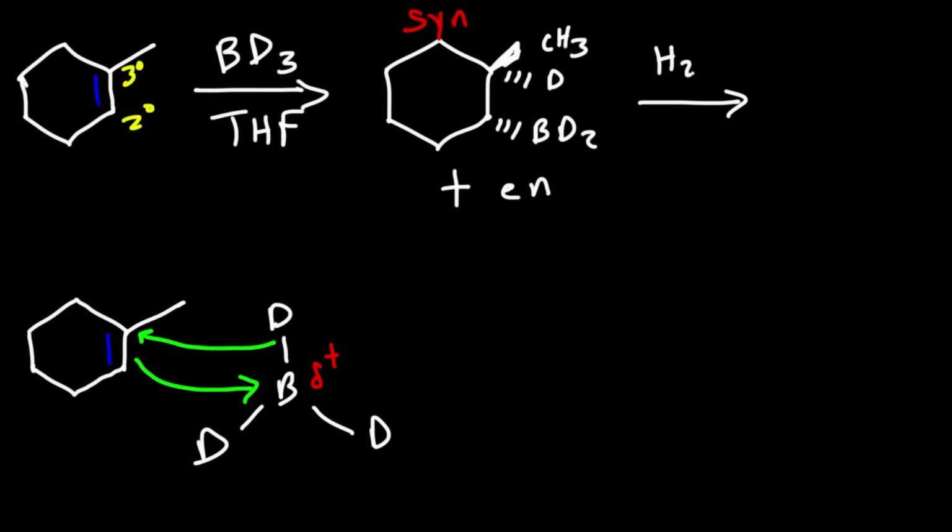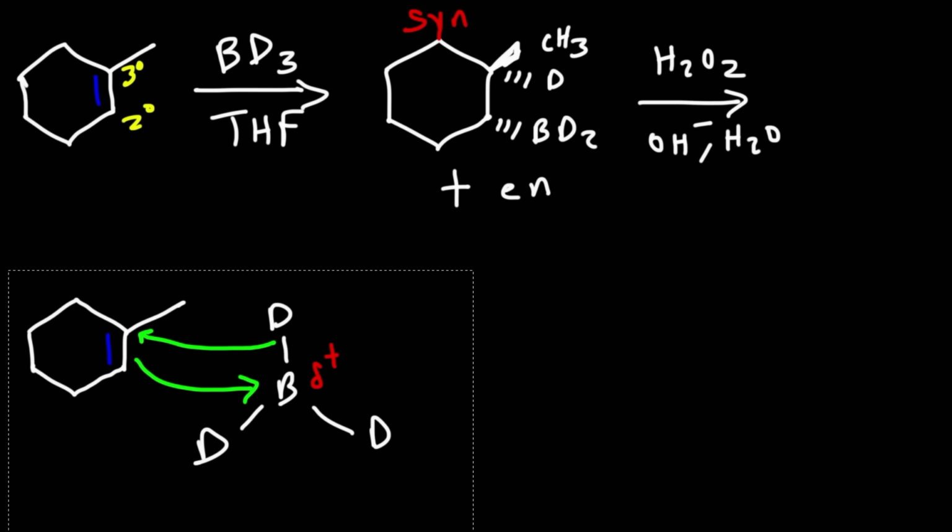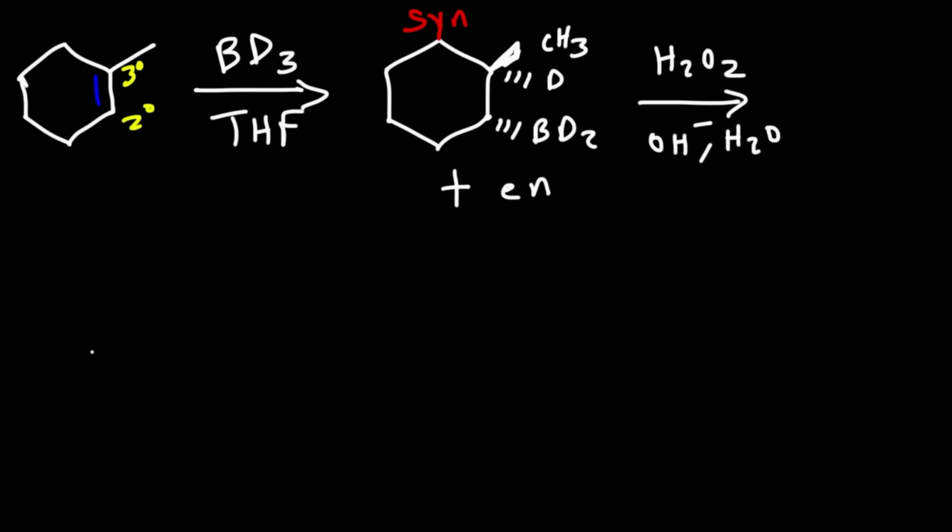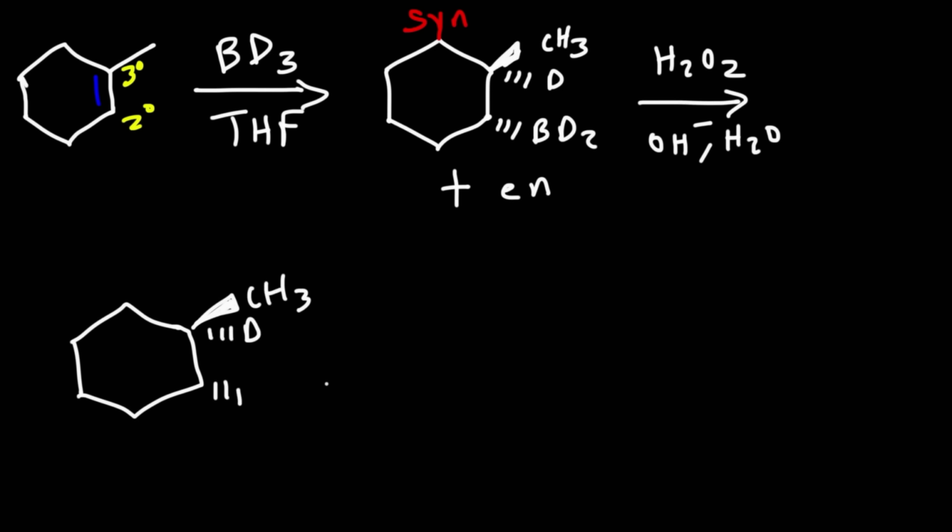In the next step, which is oxidation, we're going to oxidize it using hydrogen peroxide, and this is going to occur under basic conditions. So we're going to replace this group with an OH group, and it's going to happen on the same side. So if BD2 is in the back, the OH group will be in the back. So once we replace it, the end result will be this product. Now we can also get the enantiomer, which is going to look like this.